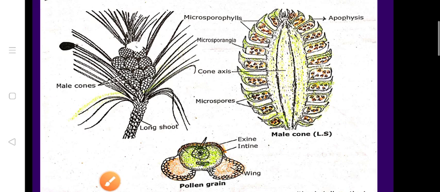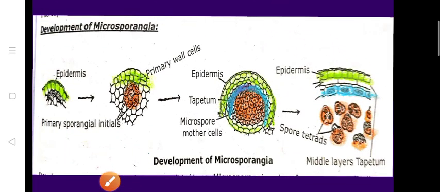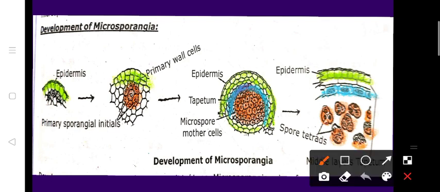Coming to the development of microsporangia. The development of microsporangia is of the eusporangiate type. The eusporangiate method means that the sporangium develops from a group of initials. Here we can see the eusporangiate type.